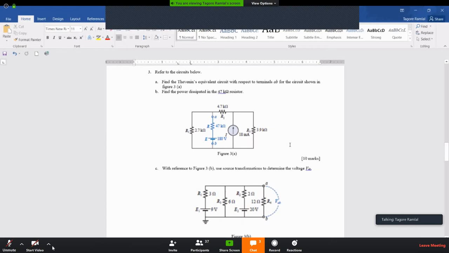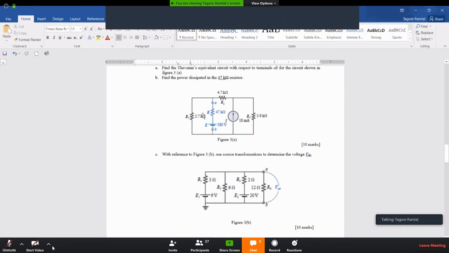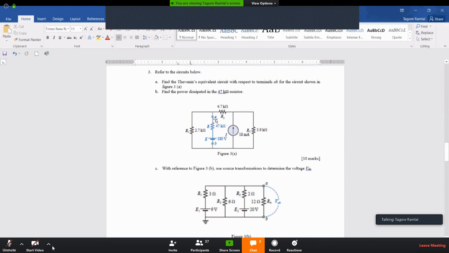Next step, with the load between A and B also removed, you put back the current source. Connect the voltmeter between the terminals A and B and you measure that voltage. So that voltage will be the Thevenin voltage. So when you're doing the calculation, this voltage here is the voltage across R1. Then what you do, you place the element back between the terminals A and B in the Thevenin circuit. And they want to find the power dissipated in the 47K resistor. So all you have is a simple series circuit after that: VTH, 180 volts, RTH and R.